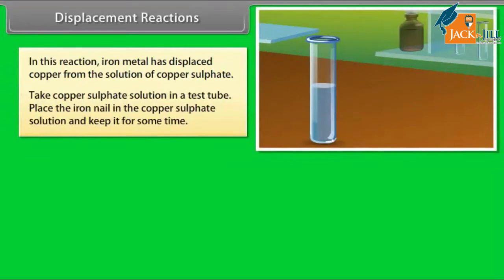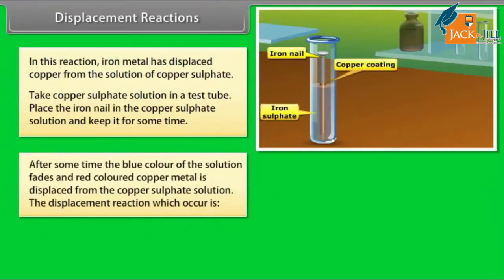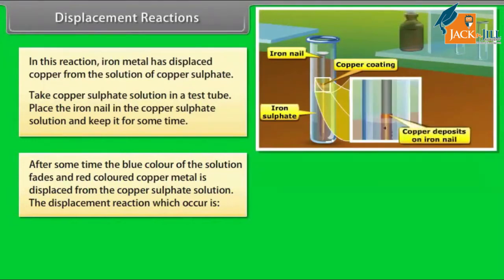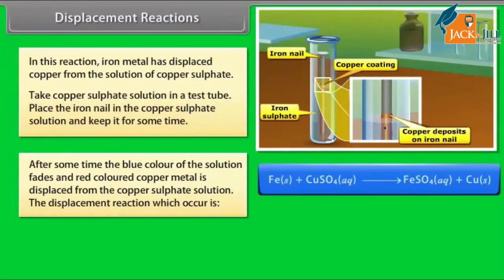Take copper sulfate solution in a test tube. Place the iron nail in the copper sulfate solution and keep it for some time. After some time, the blue color of the solution fades and red-colored copper metal is displaced from the copper sulfate solution. The displacement reaction which occurs is Fe + CuSO4 gives FeSO4 + Cu.